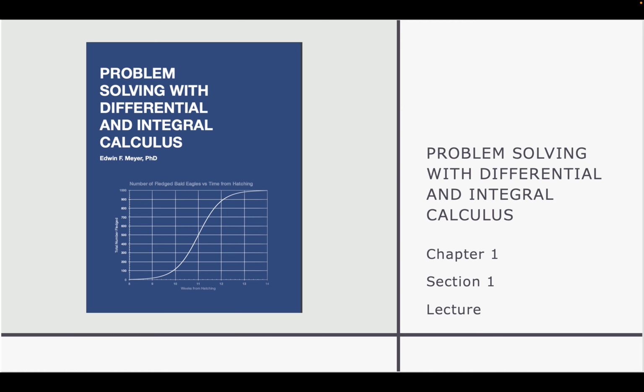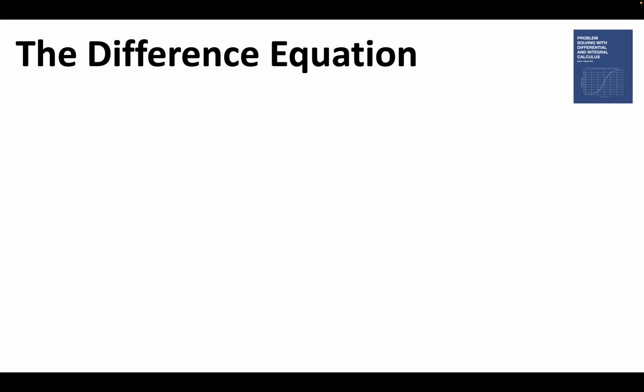This is a video walkthrough of section 1 of chapter 1 in the book Problem Solving with Differential and Integral Calculus. Differential calculus is all about differences. We have to wrap our heads around the difference equation because difference equations are rare pre-calculus; they are all normal equations. We're going to try to get an understanding of difference equations using the perimeter of a square.